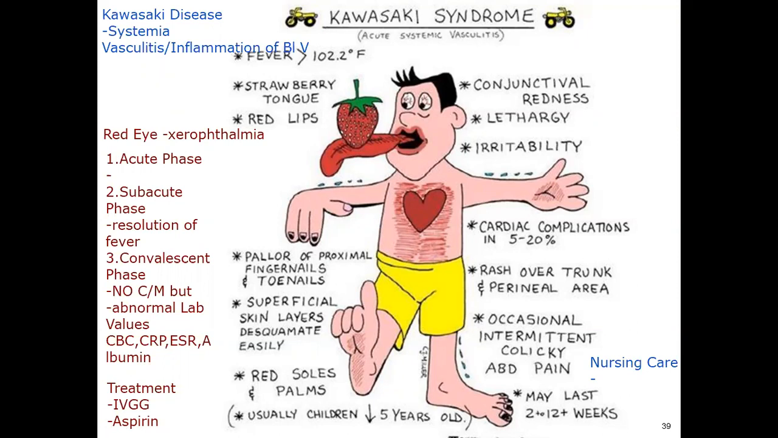we categorize by acute phase, subacute, or convalescent phase. In the acute phase, the most common sign and symptom is a high body temperature, fever, usually more than 102 degrees Fahrenheit. And this fever is unresponsive to antibiotics.